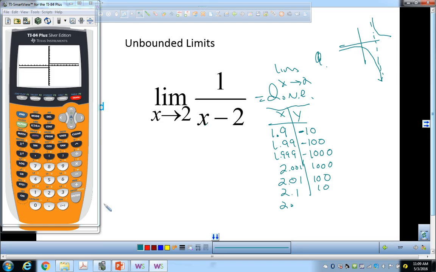You still have a hole too. Not a hole, an asymptote. An asymptote, not a hole. It's not a limit, it's just a place where the limit does not exist. At the asymptote, the limit does not exist.